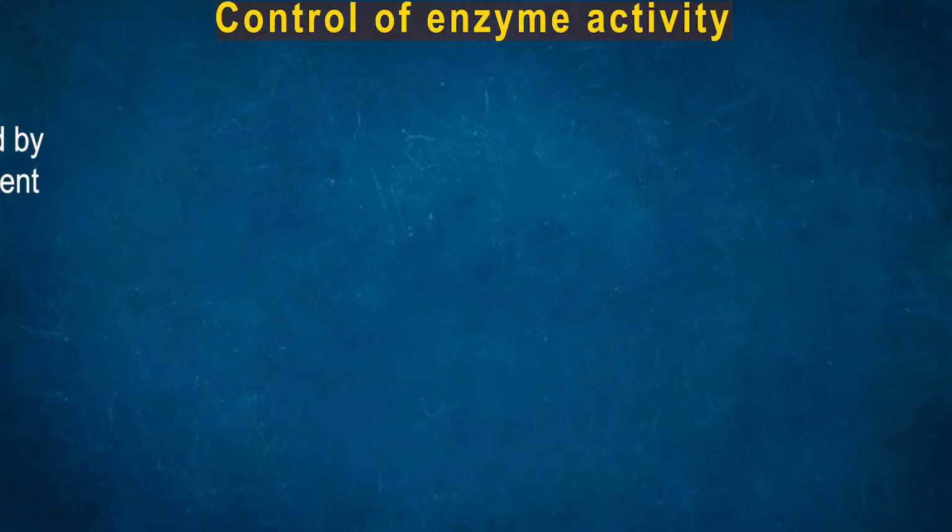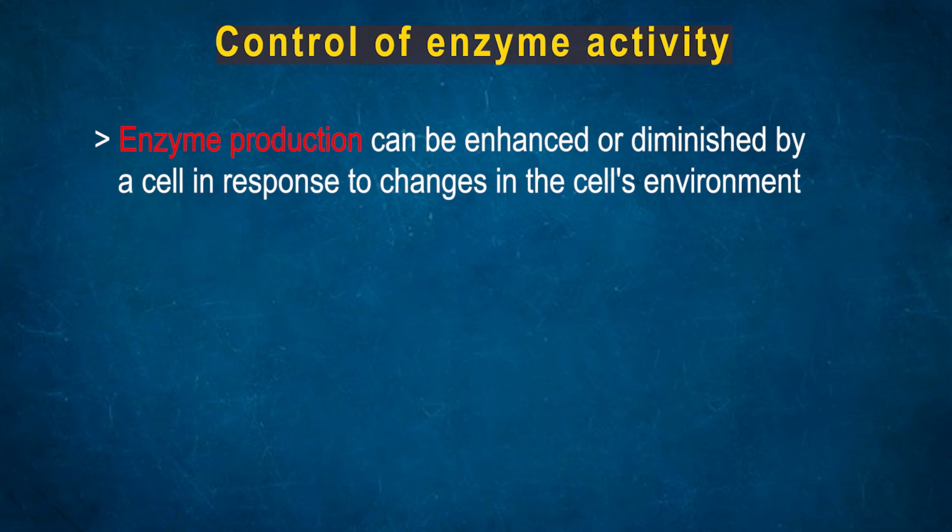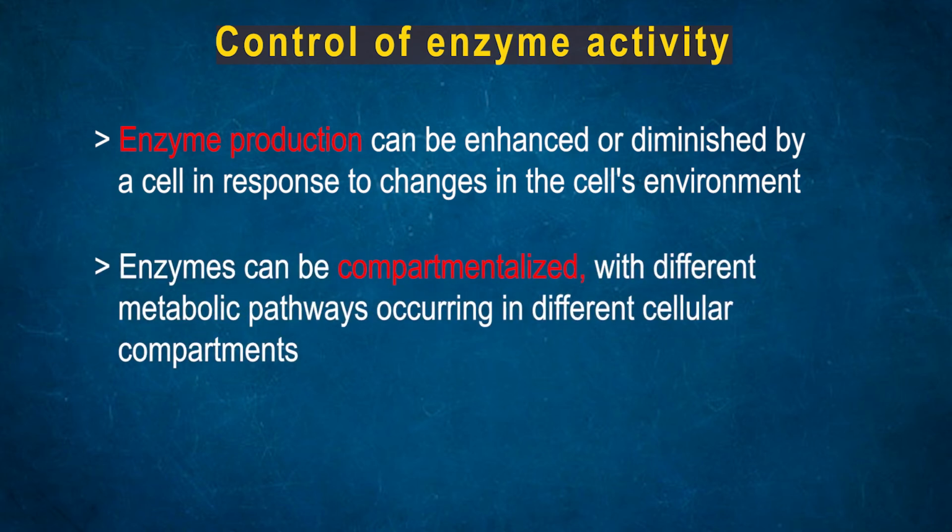Control of enzyme activity. Enzyme production can be enhanced or diminished at the level of transcription or translation by a cell in response to changes in the cell environment. Enzymes can be compartmentalized, with different metabolic pathways occurring in different cellular compartments. We know that polyphenol oxidase is usually compartmentalized. Fatty acids are synthesized in the endoplasmic reticulum as well as the Golgi, but they are utilized in mitochondria.